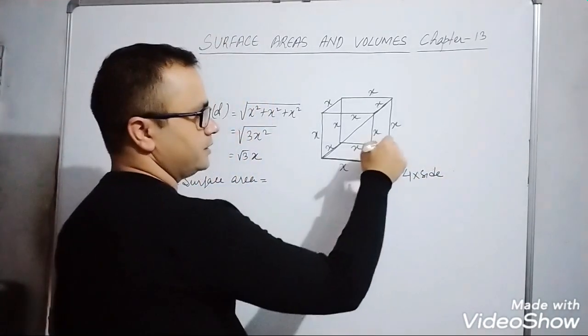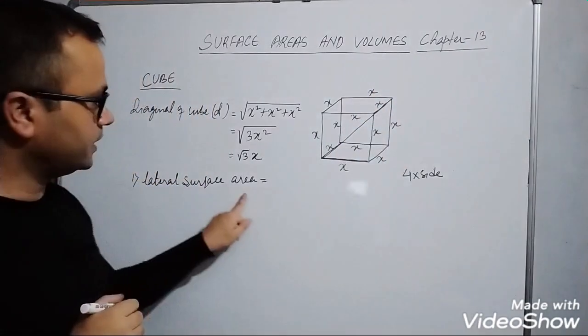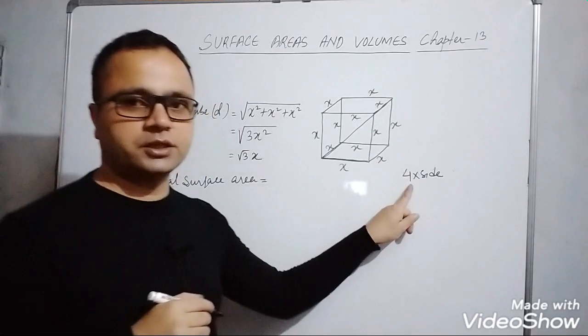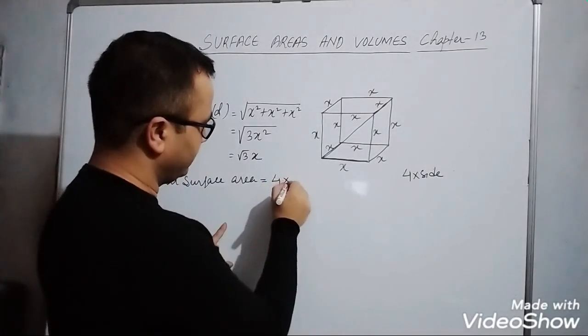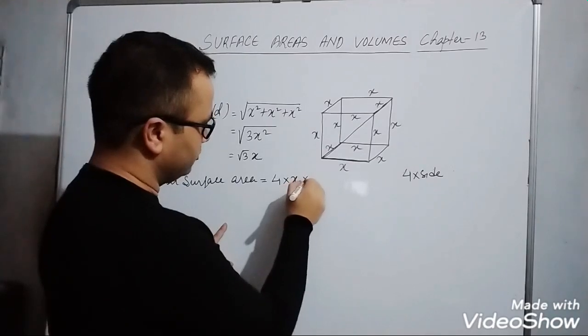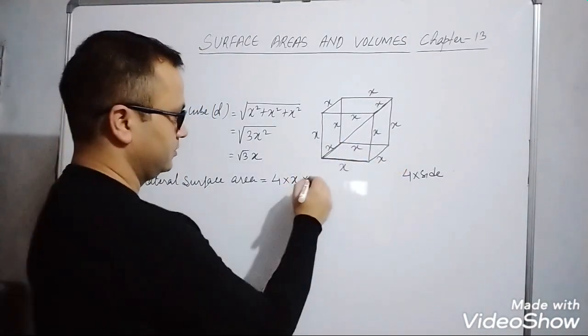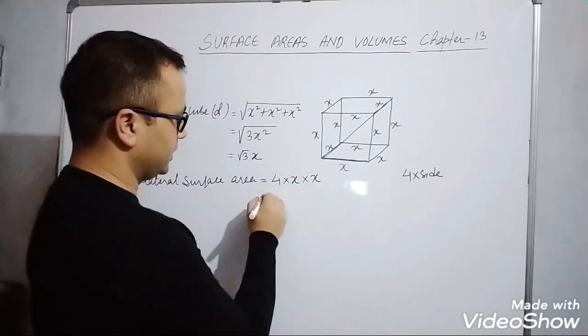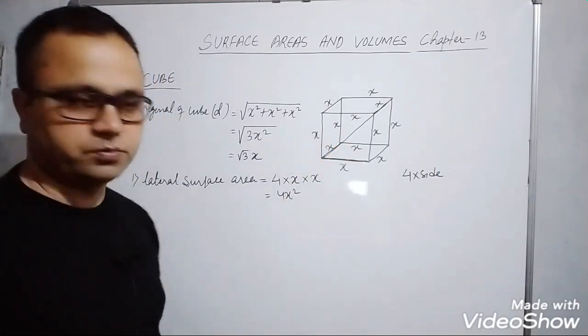Now what is the height? It is x. So the lateral surface area is the perimeter of base, which is 4 into side, and 4 into side is 4x. Again we have to multiply with height. So height is also x. 4x into x is 4x square. It is the lateral surface area of the cube.